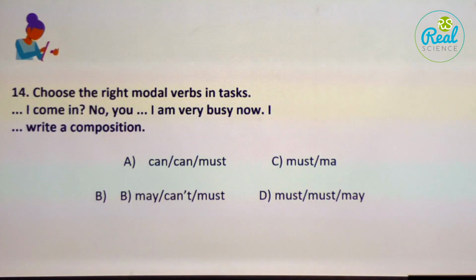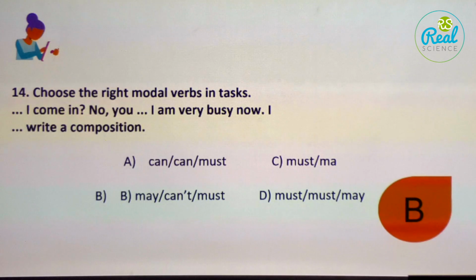Pre-last question. May I come in? Yeah, I'm very busy now. It's B. Yes, all the students who usually come late, they know that they have to ask, may I come in? Yes, not can I come in? So well done for remembering.